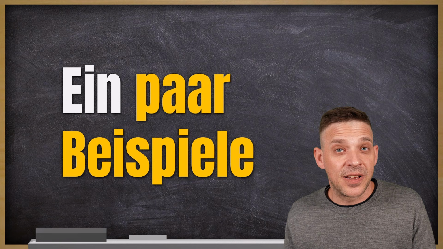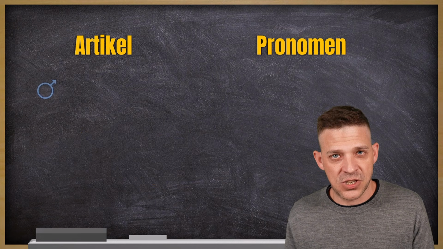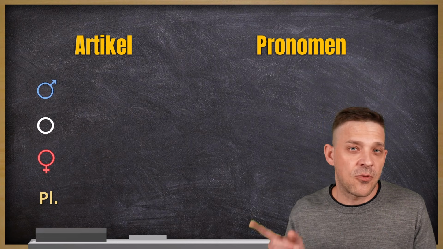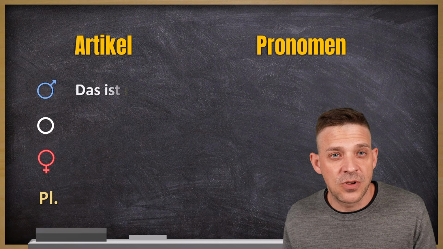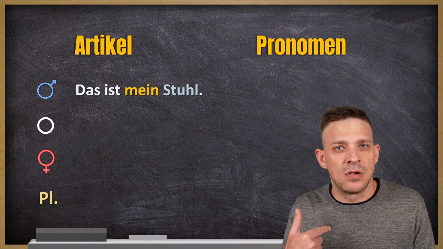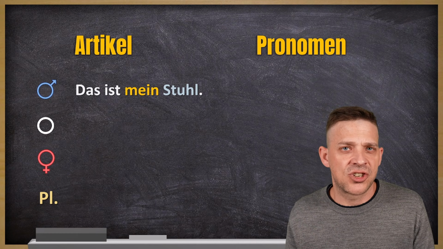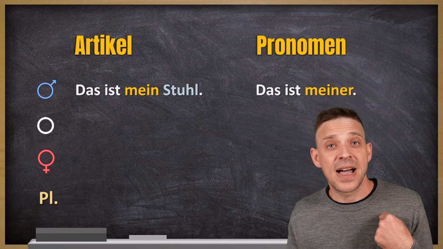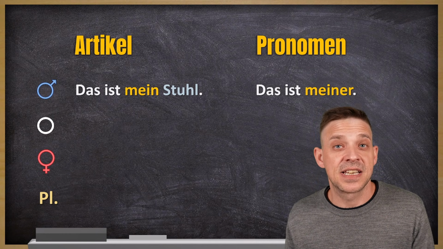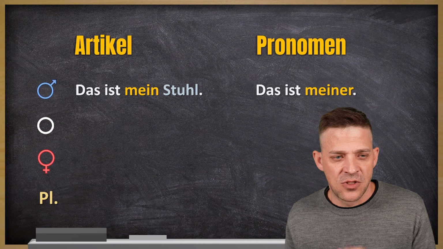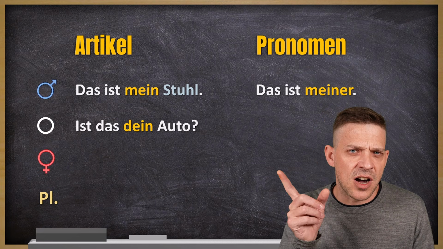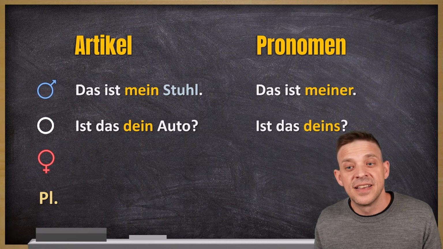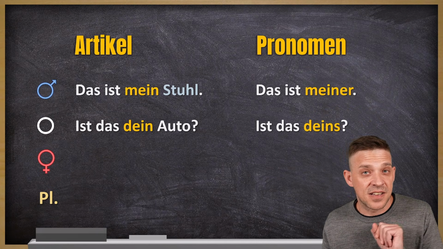First, a couple examples, ein paar Beispiele. And we do an example sentence, a short, easy one for each gender. Zuerst maskulin. Das ist mein Stuhl. That's my chair. Using a pronomen. Das ist meiner. That's mine. Neutrum. Ist das dein Auto? Or using a pronomen. Ist das deins?